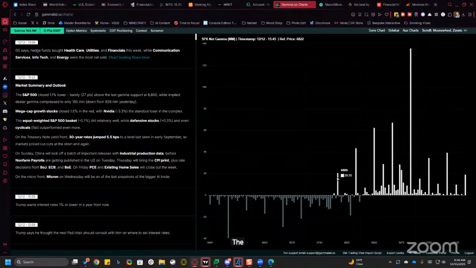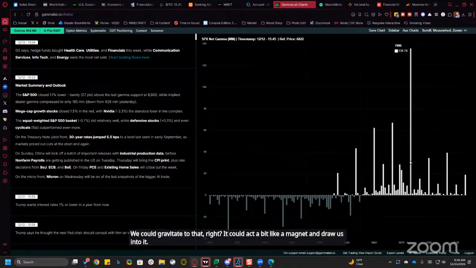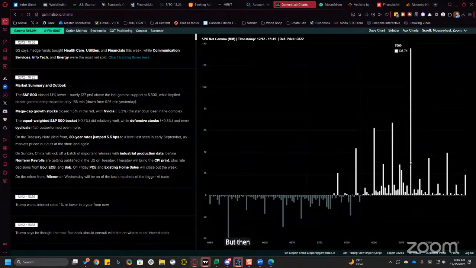The SPX closed at 68.22. This 68.50 level is overhead. It's a call wall. Even if we get through that, we've got 6,900, which is a bigger wall, 69.50, and then the big 7,000 level. I mean, look how big that is. We could gravitate to that, right? It could act a bit like a magnet and draw us into it, but then we get stuck around it.